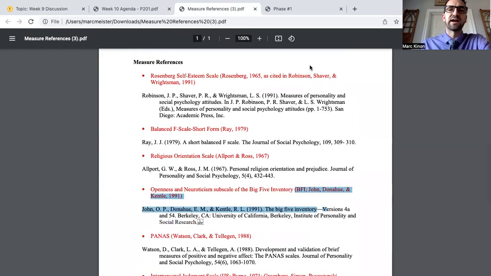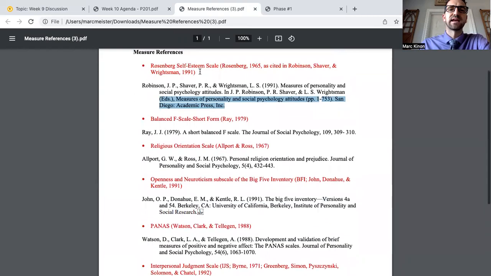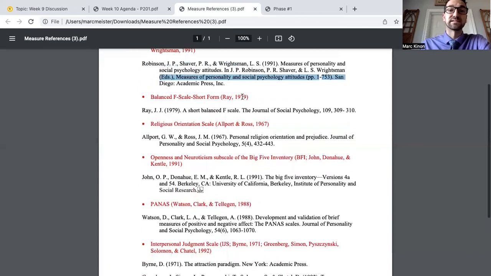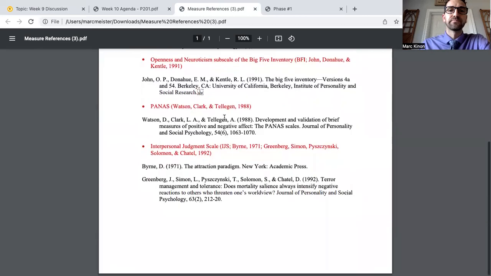Oh, by the way, I'm providing the in-text citation here. So this is a parenthetical citation as well as your reference below. Okay. So this would actually go in your measure right there, the parenthetical citation. This would go in your reference section. Okay. And there's also the PANAS, which is the positive and negative affect schedule. So I know some of you are using that. There's your parenthetical citation. There's your reference. I don't think anyone's using the interpersonal judgment scale, but there you go.